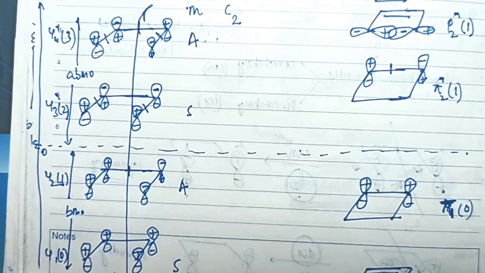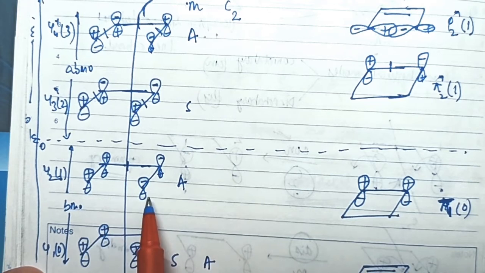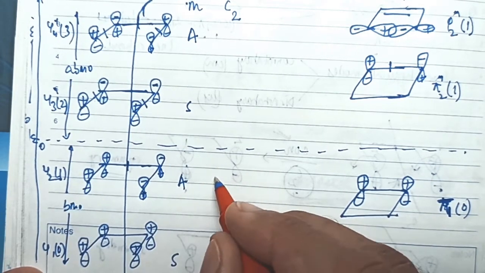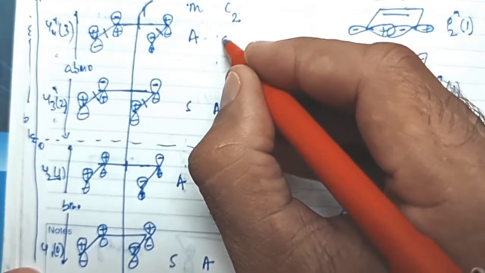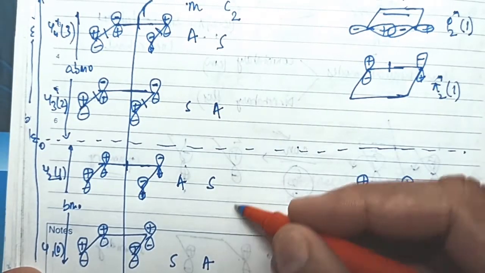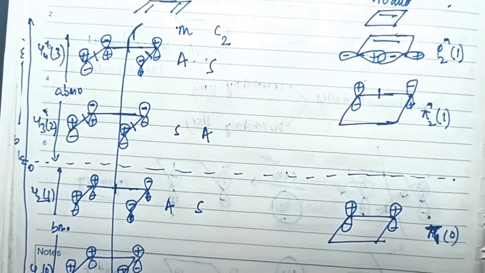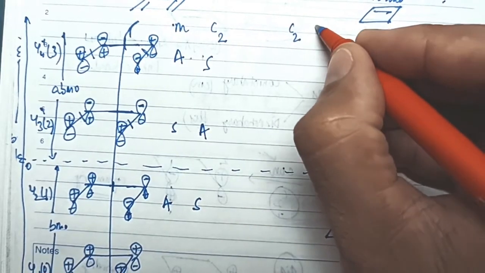Positive is encountering negative, right? This positive is encountering negative. This is anti-symmetric. Positive encountering positive, this is symmetric. Positive encountering negative, anti-symmetric. Positive encountering positive, symmetric. Again, see, the relationship is an alternating relationship. Similarly, we assign the symmetry operation onto the product side also, C2 as well as mirror.